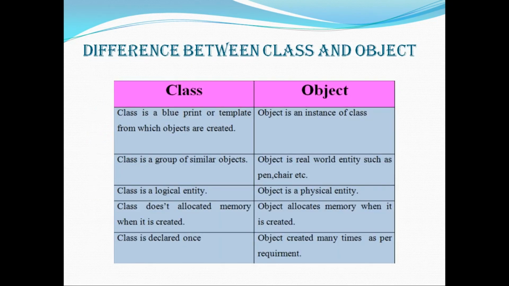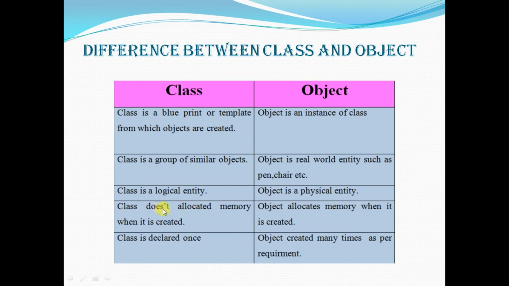Now, the difference between class and object. Class is just a blueprint or template from which objects are created, but an object is an instance of a class. Class is a group of similar objects. Objects are real world entities such as pen, chair, a person's name, dog, anything. Class is a logical entity, but object is a physical entity.